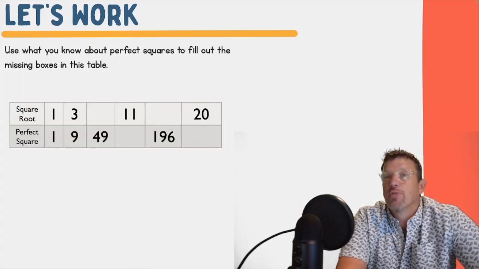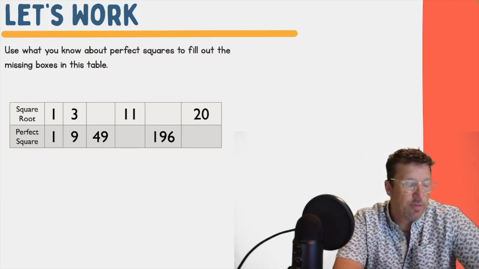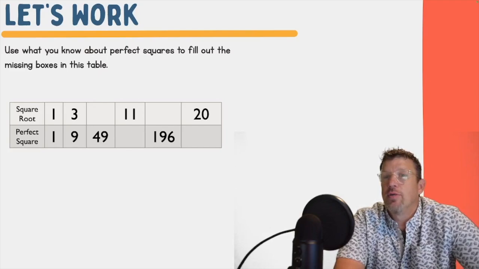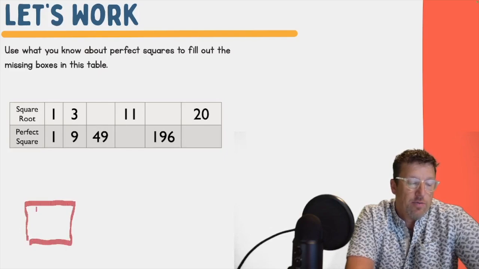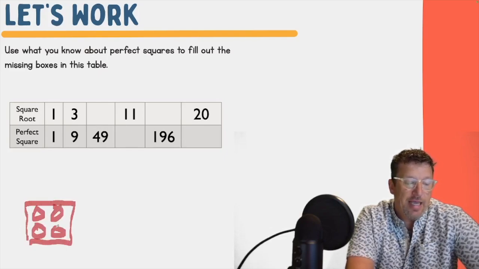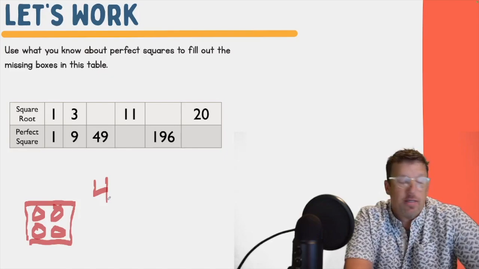All right, so now that we know that, let's see if we can fill out this chart. Okay, so perfect square and square root kind of go hand in hand when we're doing math. So a perfect square is that number that we talked about. So if we do this again, we say we were 2 by 2, and that gave us the perfect square of 4, correct?